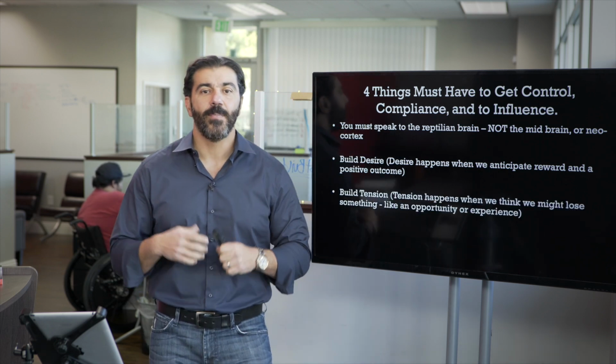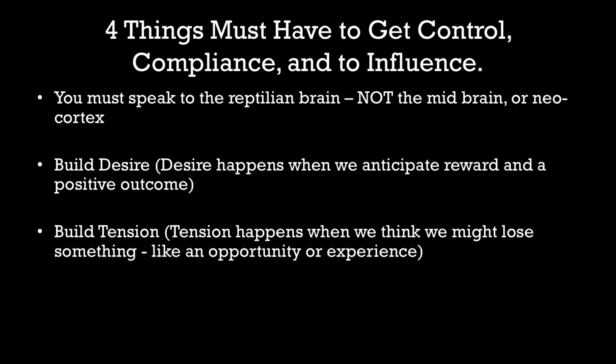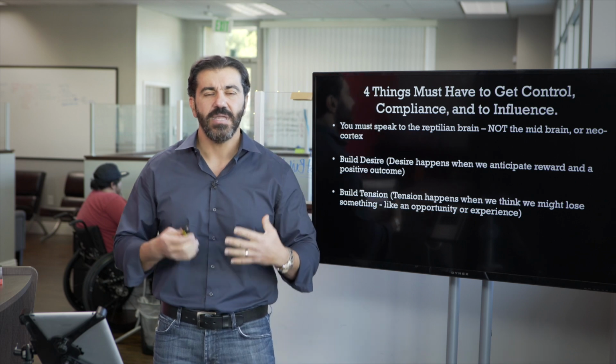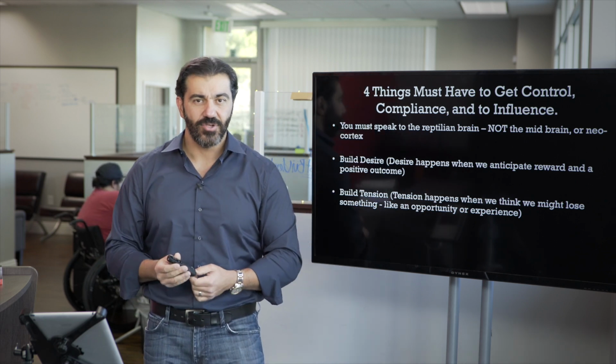The third thing here is to build tension. Why tension? Humans react best when there is tension, something at stake. So tension happens when we think we might lose something, or an opportunity or an experience, in this case weight loss, firming and toning muscles, and of course, better health. So we have to create tension and desire in order to get our most desired outcome. So how do you create tension and desire?